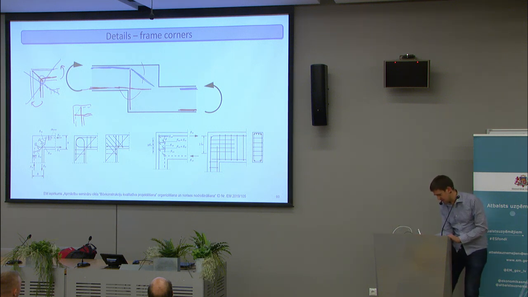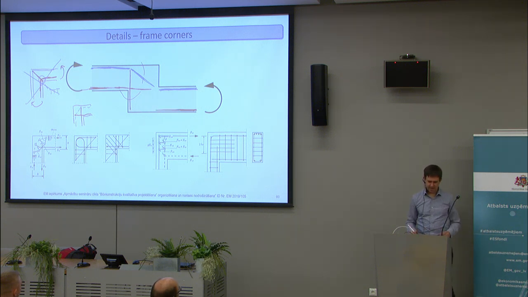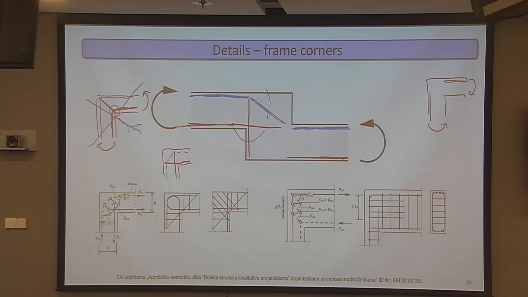Now from this end, we'll have compression. We have tension, so this is a frame corner with opening moment, or with closing moment. So we have tension on the outside, compression in here. So here, instead of the TTT node, we'll have a CCT node.